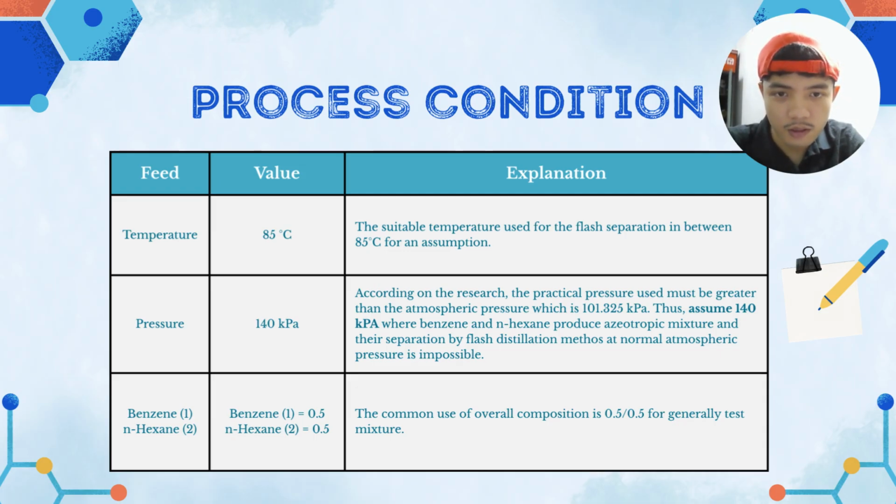our assumption. According to the research, the practical pressure used must be greater than the atmospheric pressure, which is 101.3 kilopascal. Thus, we assume 140 kilopascal, where benzene and n-Hexane produce an azeotropic mixture, and their separation by flash distillation methods at normal atmospheric pressure is impossible. So, the common overall composition is 0.5 over 0.5 for a generally used test mixture between benzene and n-Hexane.